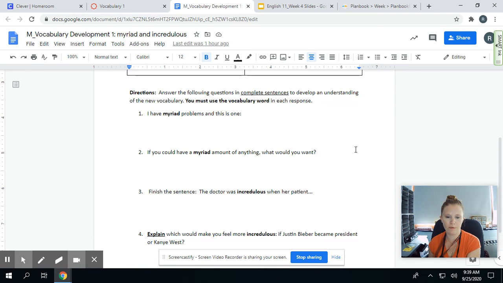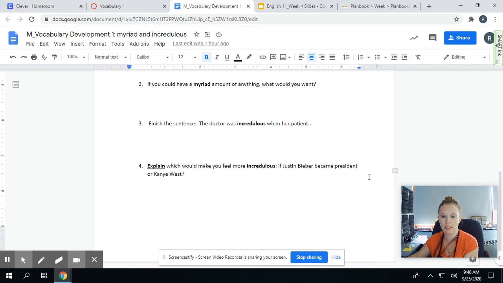So again, number 2, if you could have a myriad amount of anything, what would you want? You need to answer in complete sentences and use the word. So if I could have a myriad amount of anything, I would want to have. Number 3 says finish the sentence, so you do not need to rewrite the full sentence. You just need to complete it. And then number 4 says explain which would make you feel more incredulous if Justin Bieber became president or Kanye West. So again, answer in complete sentences and use the word incredulous in that.